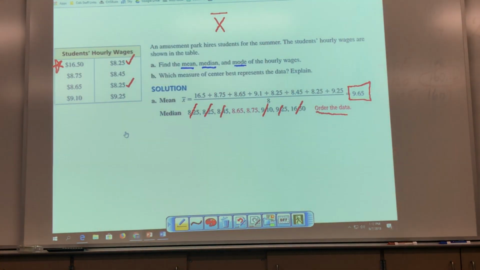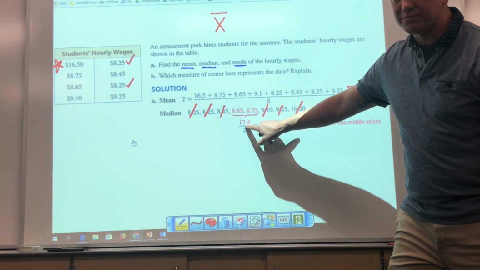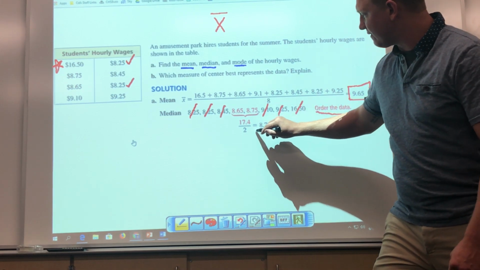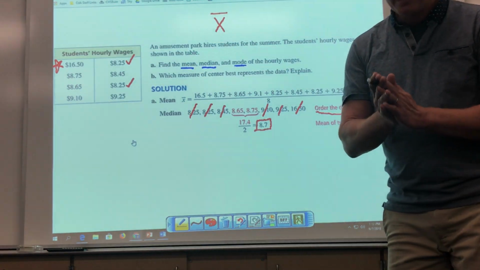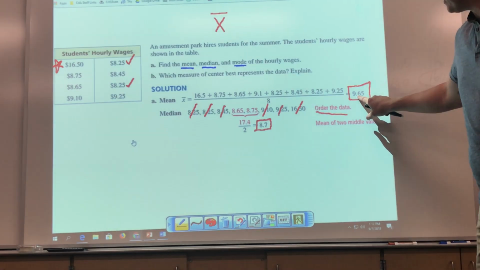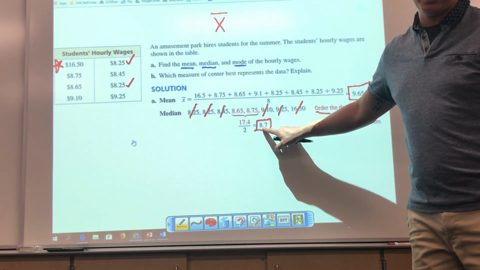Okay, so right here, I would add these two together, I get 17.4, and then you would divide by 2. After I divide by 2, I get 8.7. So 8.7 is my median of my data. That's the middle of my data, not the average. The average was 9.65. The middle of my data is 8.7.